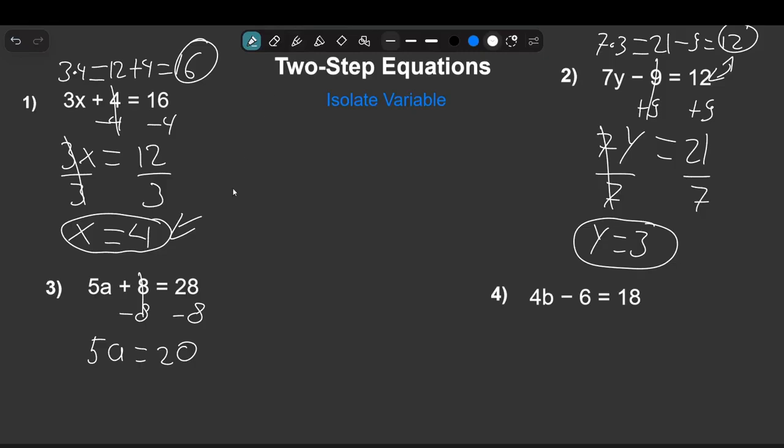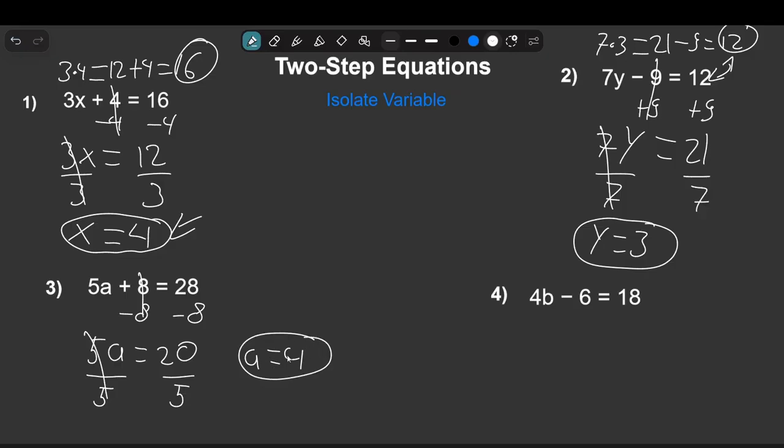Now we're going to fully isolate the variable. So we're going to divide 5 on both sides, like this. And these two cancel each other out, so we are just left with our variable of a. Now we have a equals 20 divided by 5. Well, 20 divided by 5 will equal 4. So this will be our final answer.